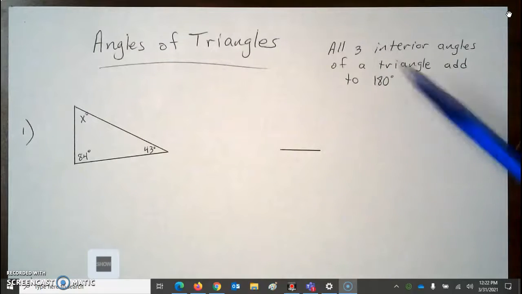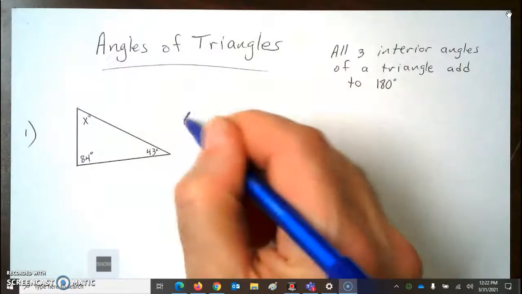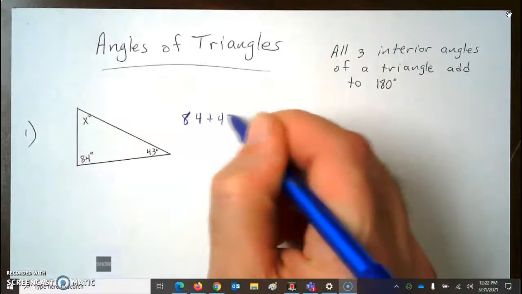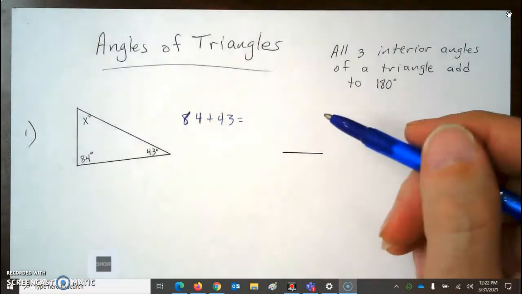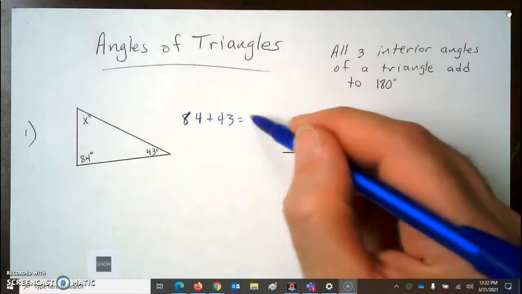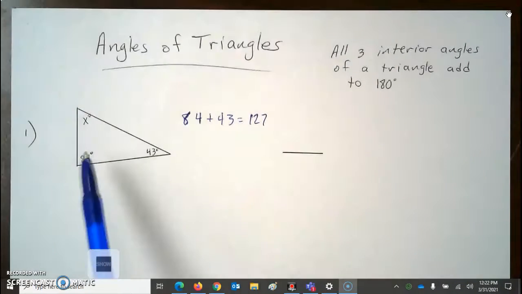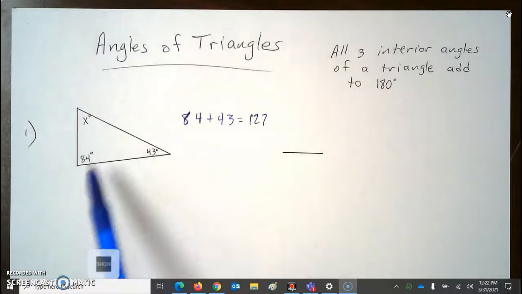So what I have written over here says all three interior angles of a triangle add to 180 degrees. And that is true in all triangles. So if you have two angles and you're missing the third, well, just add the two you have. And in this case, we have, why did I write 43? Okay, yeah, just want to make sure I didn't do anything silly there. 127 degrees. I added these two together.